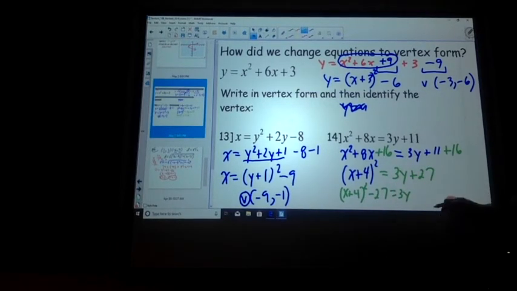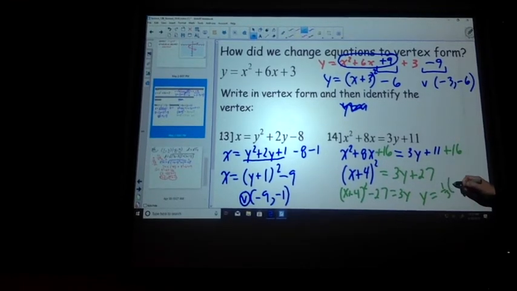Divide everything by 3 to get y by itself. So I'd get 1/3 x plus 4 squared. And then 27 divided by 3 is negative 9. So I'd have a vertex at -4, comma, -9. That's just a traditional parabola.